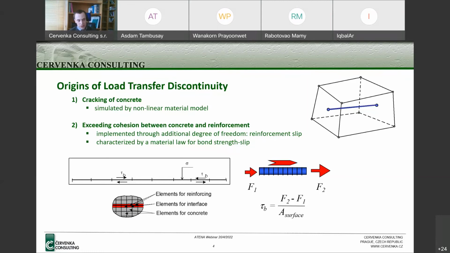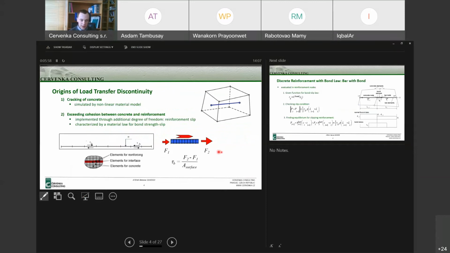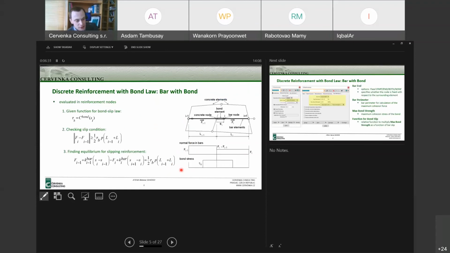If you imagine a short bar embedded in concrete, as shown here, and there are different forces acting at one end and at the other, it is natural that the difference needs to be compensated and transferred through the friction stress to the concrete. This is a very general formula for how to calculate the friction. During the analysis, the evaluation of the bond is done in every single node of the reinforcement, for which we define the bond slip law, which means the relationship between the bond stress and the bond slip.